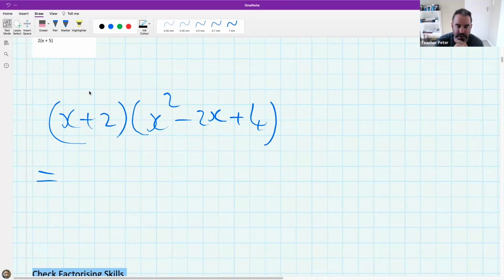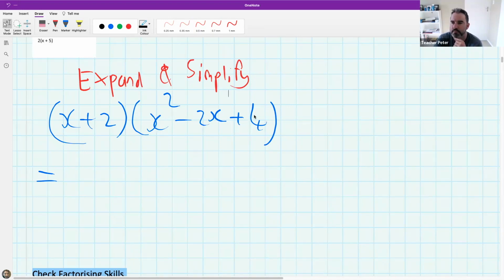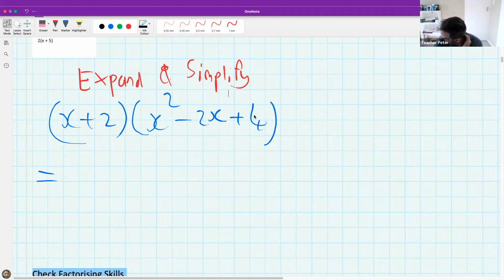So I want you to multiply out, expand, and simplify would be the key word. So can you expand and simplify? And then once you've done, you can just say done in the chat.